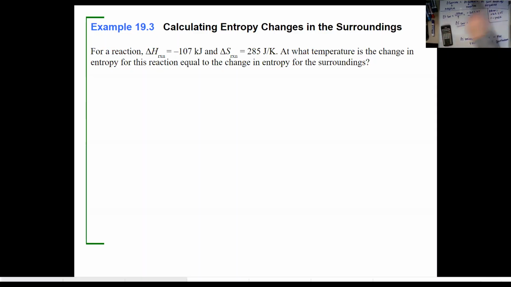Okay, let's look at the next one. This is another example using that same equation that we just looked at, but we're looking for a different variable here. So here they're telling us that for the reaction, delta H is negative 107 kilojoules, and delta S for the reaction is 285 joules per Kelvin. At what temperature is the change in entropy for the reaction equal to the change in entropy for the surroundings? So we want to know when the delta S of the surroundings is going to be equal to the delta S value of our reaction.